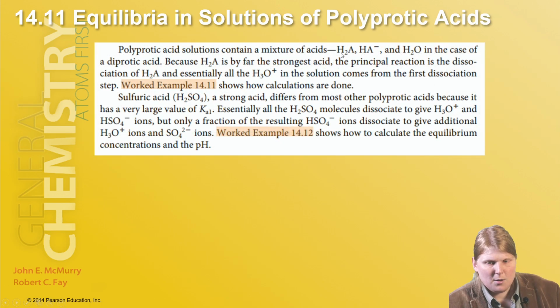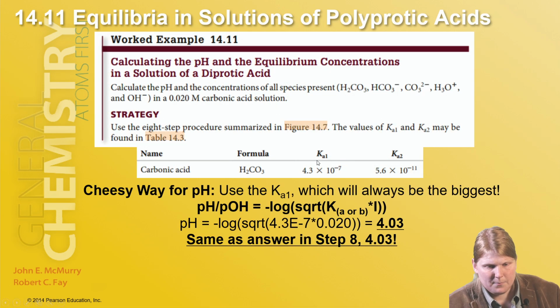All right, so they say here, because the first dissociation is the strongest acid, the principal reaction is the dissociation of the first proton. And essentially all the H3O+ comes from the first dissociation and not the subsequent ones. Okay, so sulfuric acid differs from most other ones because it has a very large value for the first one. Yeah, but only a fraction dissociate. Again, we'll look at an example.